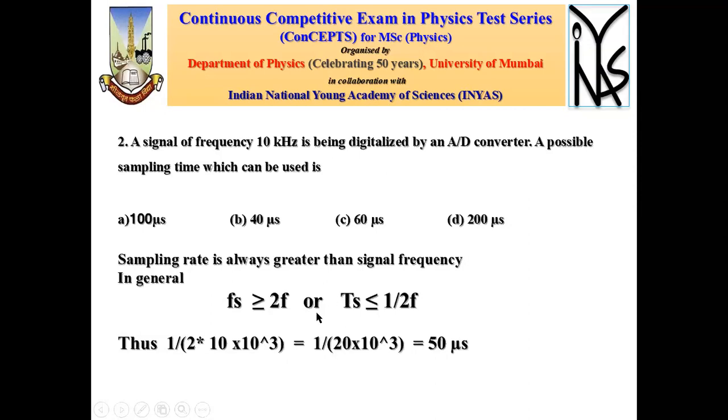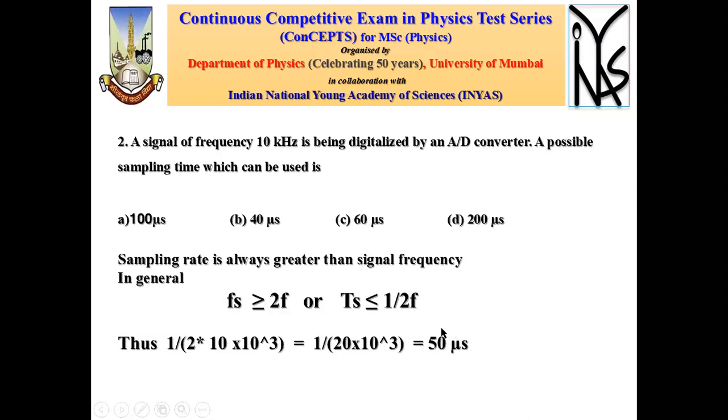So in terms of time scale, if you convert it, it will become TS, which is less than or equal to 1 upon 2F. If you use this equation to find out the time, the timing is given in microseconds and this is a frequency, so there is an inverse relation. So we have to simplify the problem. So 1 upon 2 into 10 kilohertz, that is 10 into 10 raised to 3, that will give you 1 upon 20 into 10 raised to 3, which is nearly 50 microseconds.